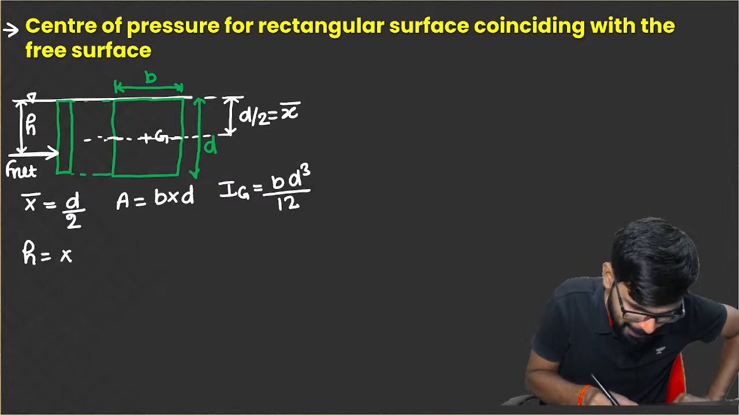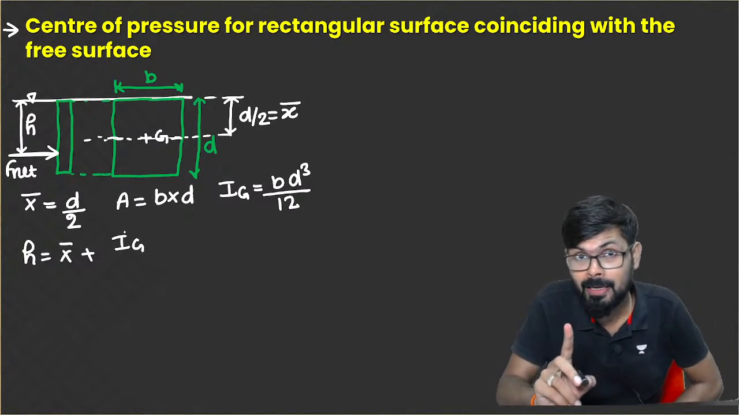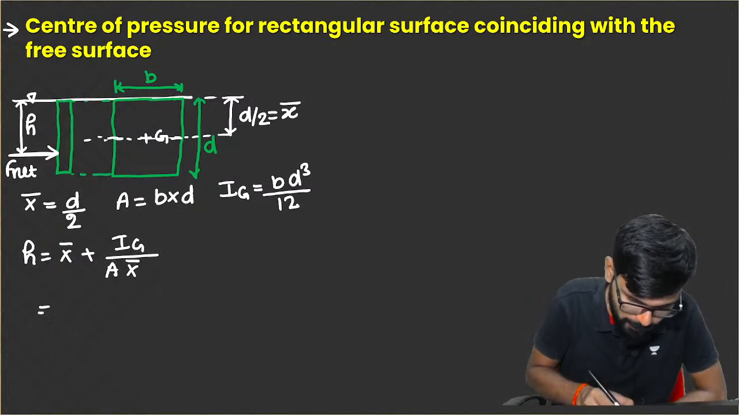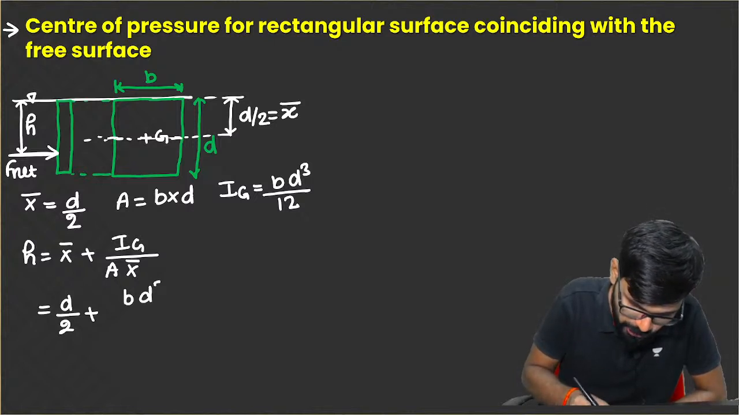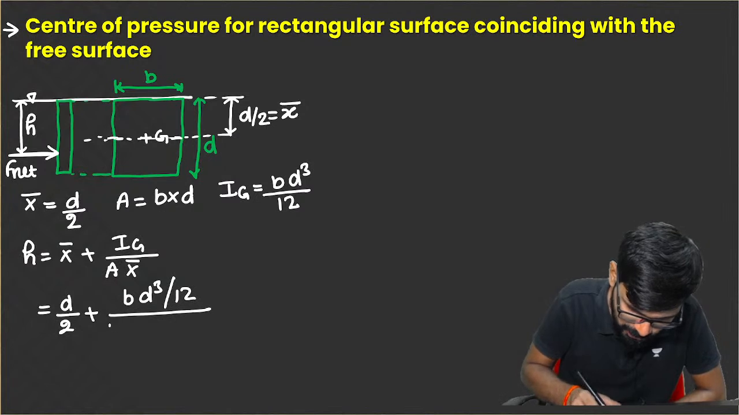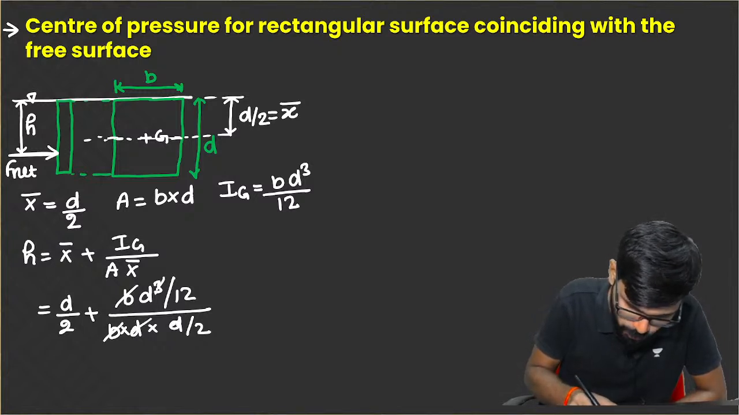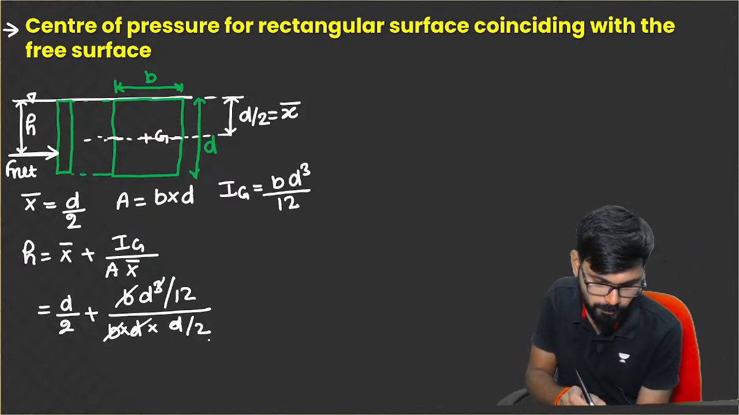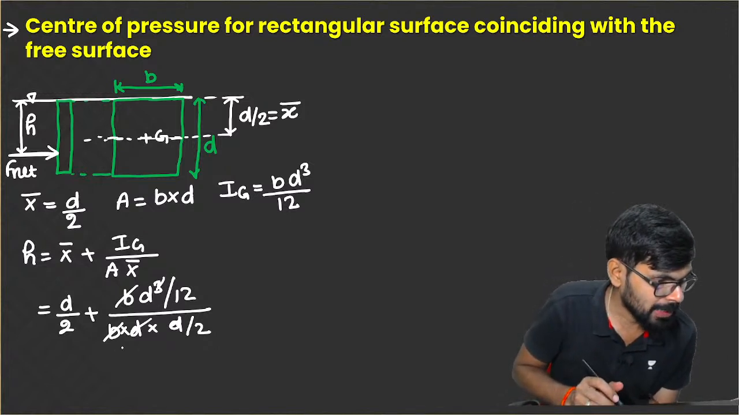H is equal to what? X bar plus IG by A X bar. For vertical surfaces, theta is 90, so sine theta will not come. Now just put the values: D by 2 plus IG, that is BD cube by 12, divided by area, that is B into D, and X bar is D by 2. So B cancels, 2D cancels, so 1D remains, and then how much will it be? So calculate, bhai. Please calculate.